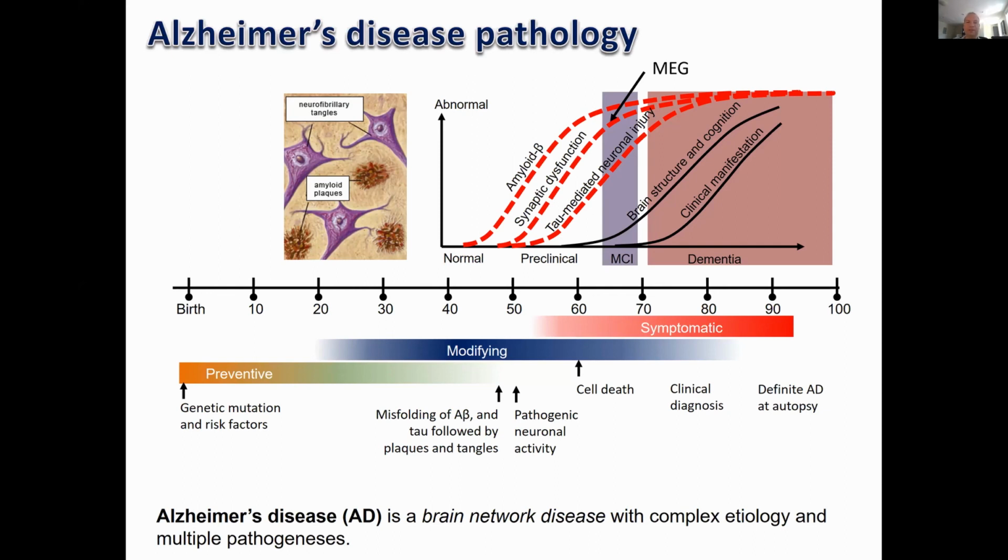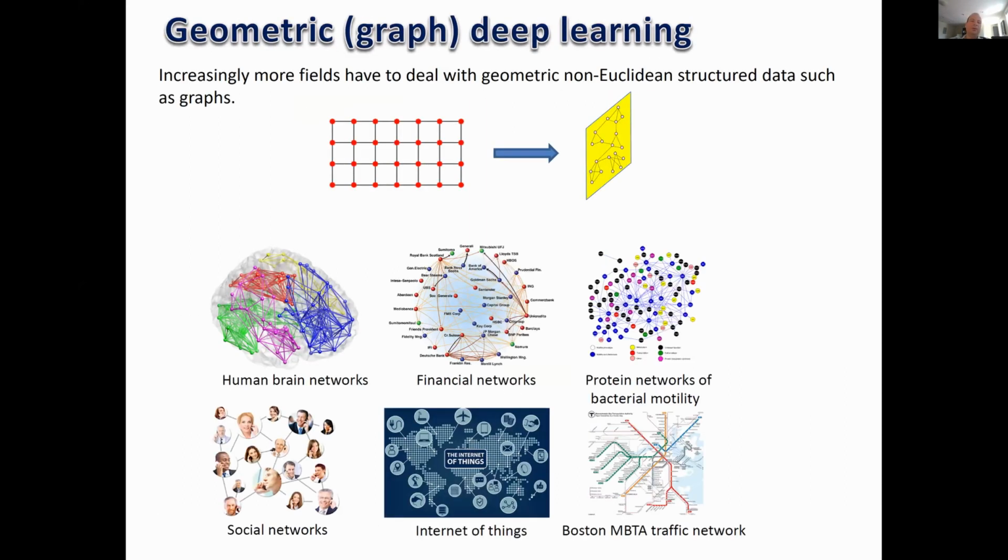And so this brings me to the topic of geometric deep learning, which has to do with the idea of analyzing data that live in non-Euclidean spaces, such as graphs. So the main field of geometric deep learning is graphs, the main type of data.